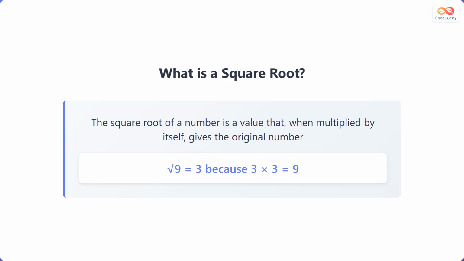So, what exactly is a square root? Simply put, the square root of a number is a value that, when you multiply it by itself, gives you the original number. Let's look at an example. The square root of 9, written as the square root symbol followed by 9, is equal to 3. This is because 3 multiplied by 3 equals 9.